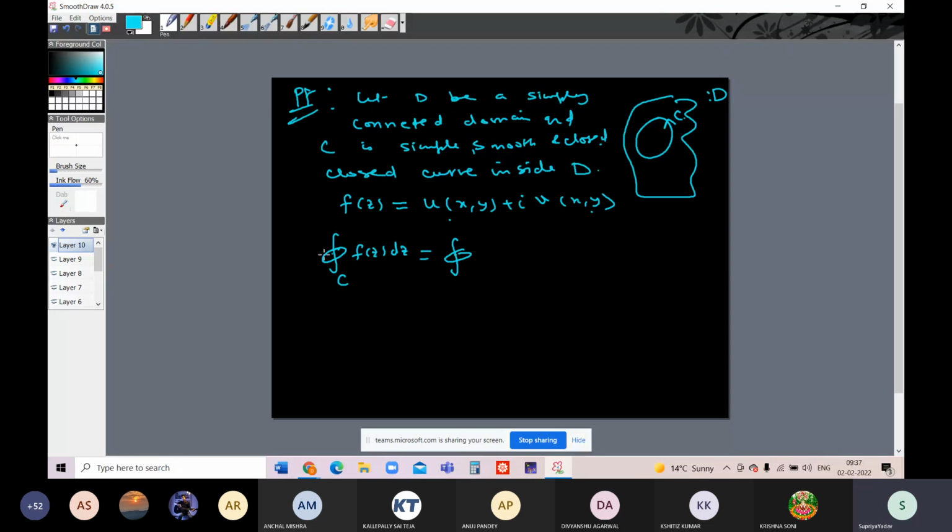If you are putting this symbol, it's okay. If you are not putting it, it doesn't matter. So we can write here, in place of f(z), we can write u plus iv, and in place of dz, because z is x plus iy, dz will be dx plus i dy. Then we are calculating it.